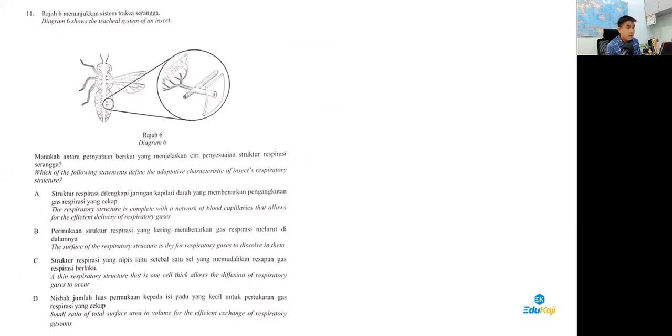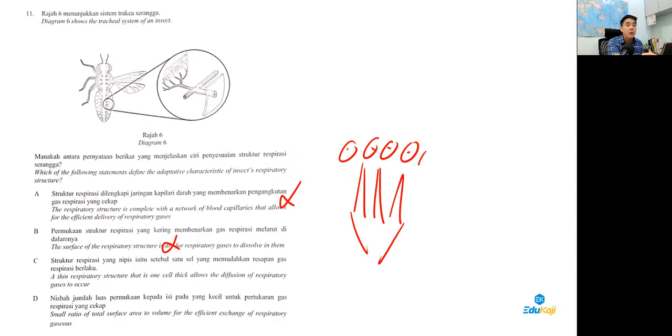So the first one, insects do not have blood capillaries, guys. The surface is not dry because at the end of the tracheole, the body cells are bathed in a fluid. So definitely it's not dry. Okay, so 11 answer should be this one. C is thin to allow diffusion of gases.